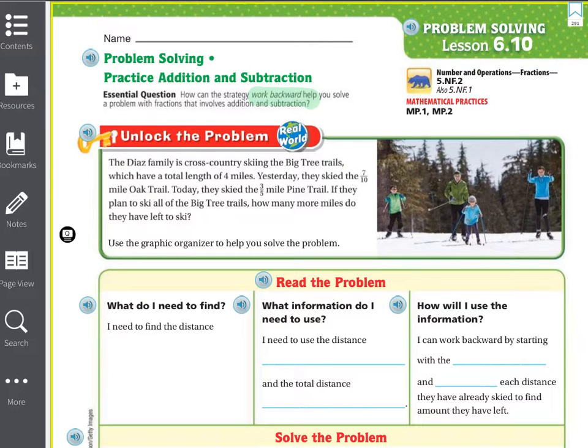Okay, so here's our problem. The Diaz family is cross-country skiing the Big Tree Trails, which have a total length of 4 miles. Yesterday they skied the 7/10 mile Oak Trail. Today they ski the 3/5 mile Pine Trail. If they plan to ski all of the Big Tree Trails, how many more miles do they have left to ski? So let's think about what we need to find.